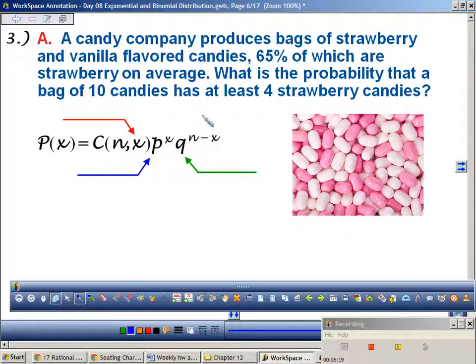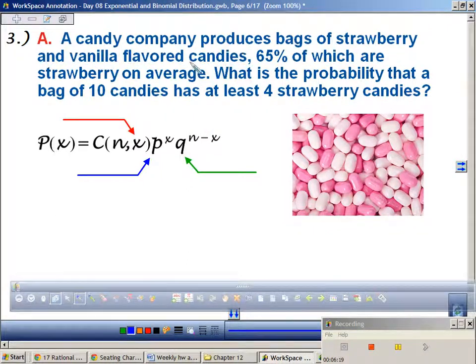A candy company. Okay, put your pencils down and just kick back for a minute. A candy company produces bags of strawberry and vanilla flavored candies, 65% of which are strawberry on average. You got a bunch of candies, right? Strawberry and vanilla. The probability that they're strawberry is about 65%, right? Or on average, 65% of them are strawberry. Get it? How many candies do you think they have in the factory before they put them in a bag? A lot. So 65% of them on average are strawberry. What is the probability that if you had a bag of 10 candies, at least 4 of them would be strawberry?